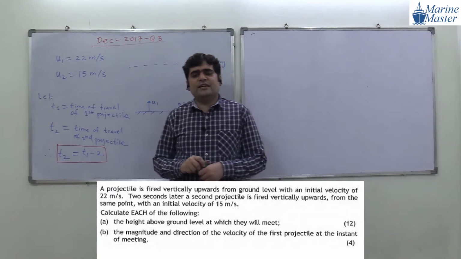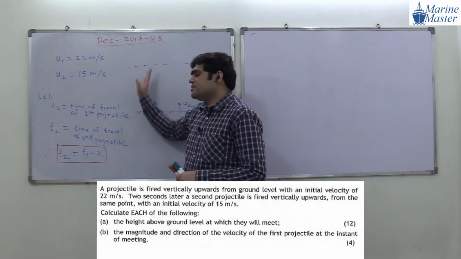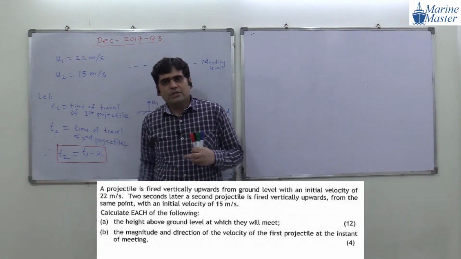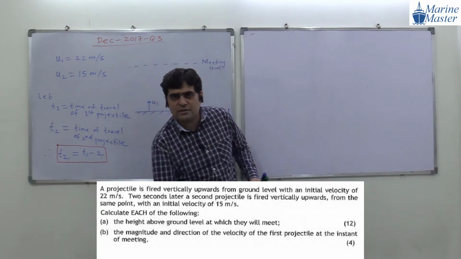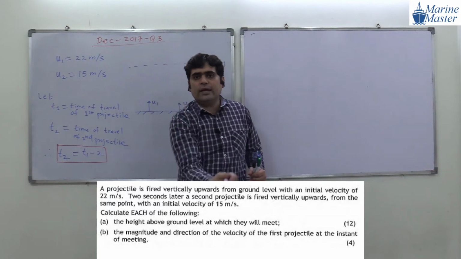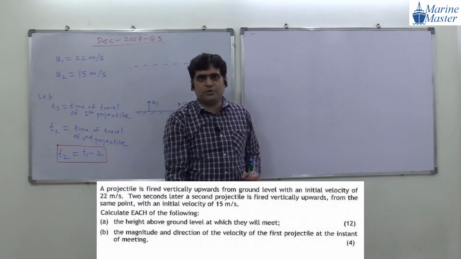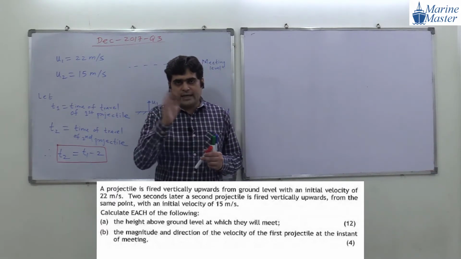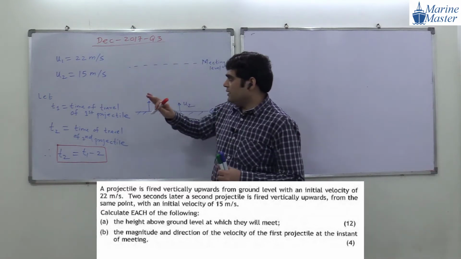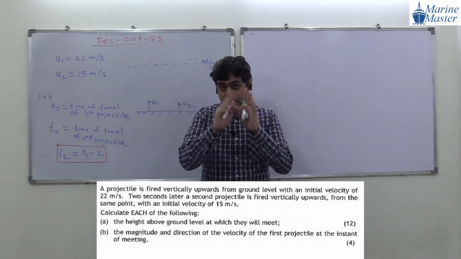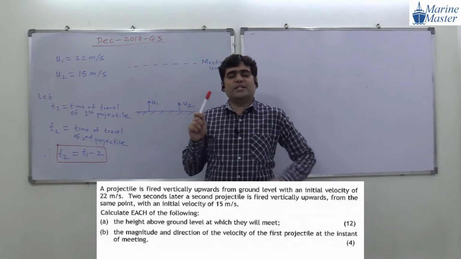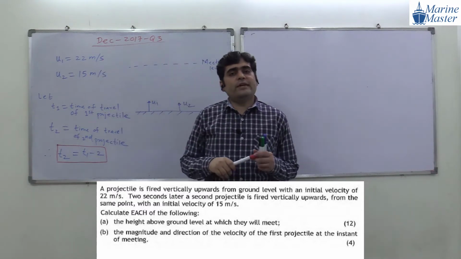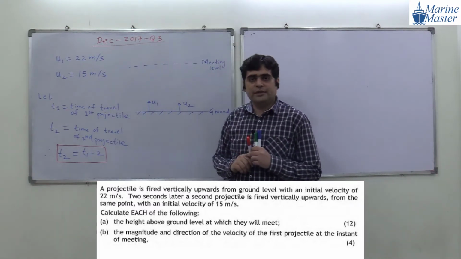Now guys, my question is here. When this projectile, this object, is leaving, we have given it some initial velocity. Suppose this is a projectile and I have given some initial velocity. So this is the first projectile, I have given initial velocity, and it is going up. Then 2 seconds later, the second projectile, initial velocity is 15 meters per second. Now guys, what is the speciality of both the projectile motions?